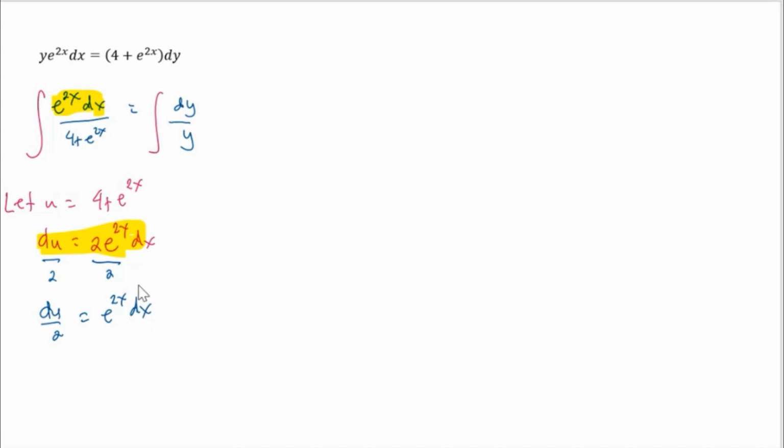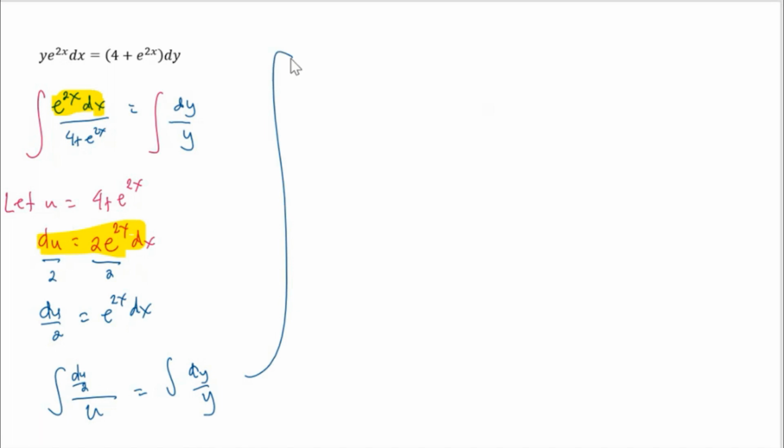Now by substitution, we can write the integral of, we can replace e raised to 2x dx by du over 2, all over the denominator 4 plus e raised to 2x, which is equal to u. So we can write u is equal to the integral of dy over y. Simplifying that one, we can write 1/2 outside the integral sign. So we have 1/2 the integral of du over u is equal to the integral of dy over y.